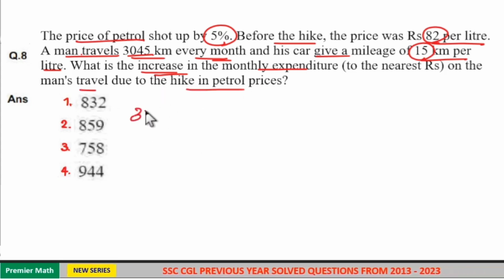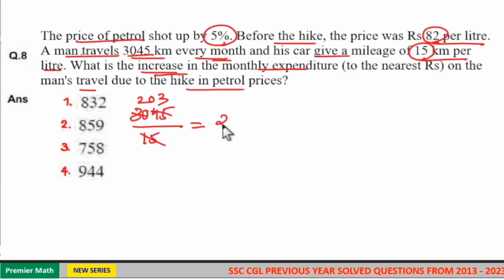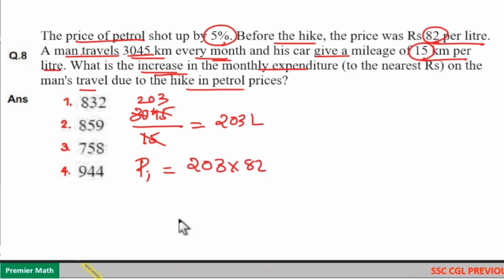Here this man has to travel 3045 km every month and his car's mileage is 15 km per litre. So he needed 3045 by 15 litre every month. 15 goes 2 times in 30, 15 goes 3 times in 45. So he needed 203 litre every month. Initial price of petrol is 82 per litre. So he needs 203 into 82 rupees initially.